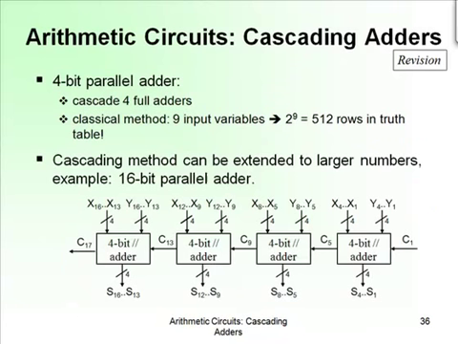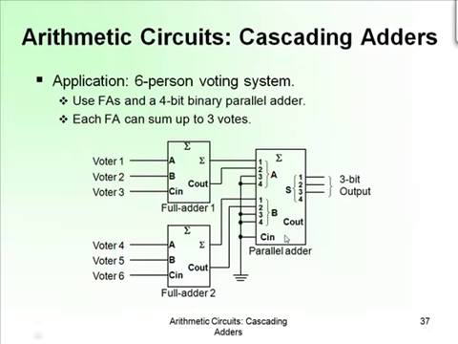So we can see the cascading adder, and here's the shorthand notation we talked about earlier. You can extend this for large numbers. Here we have a 16-bit adder, represented with the symbolic representation for the adder. This can be used to make a 6-person voting system using two adders that sum up to three votes at a time. We have a full adder here that can add up to 3, another one here that adds up to 3, and then this gets the final count.